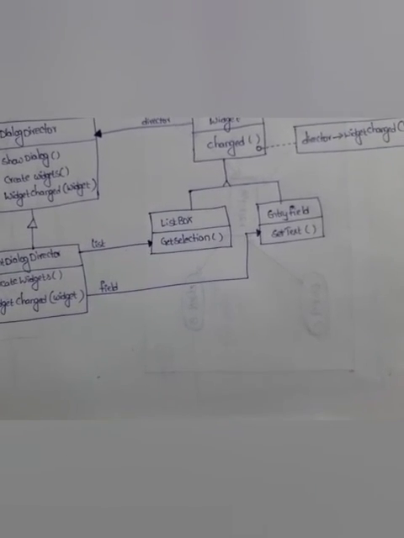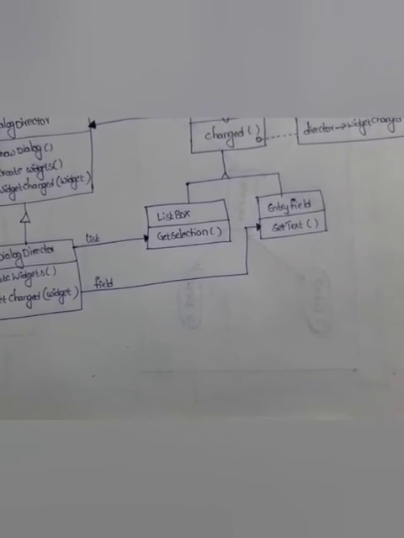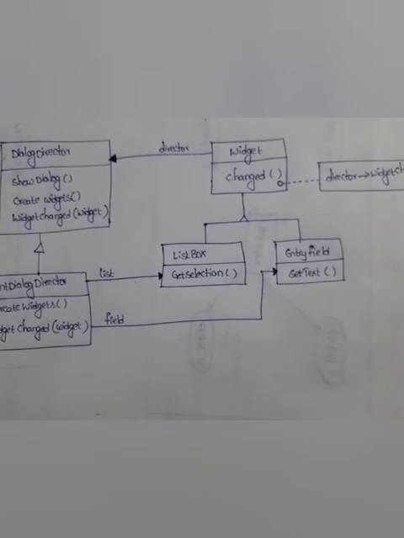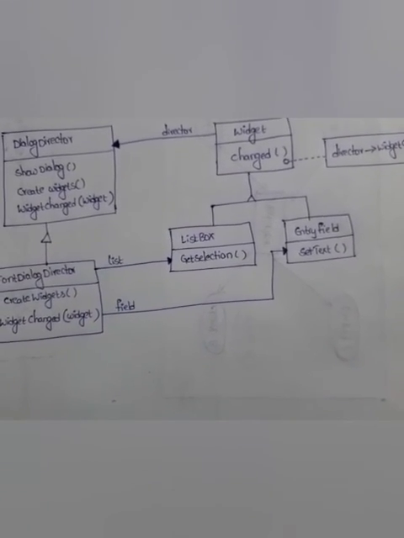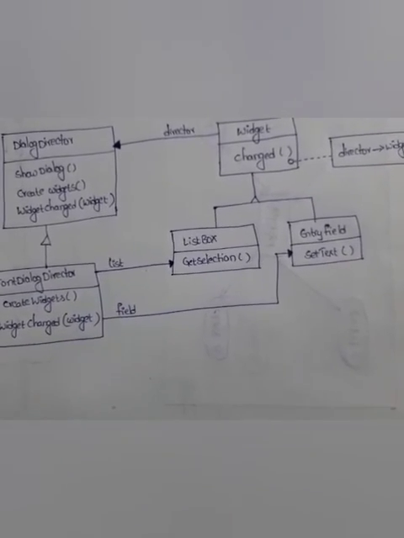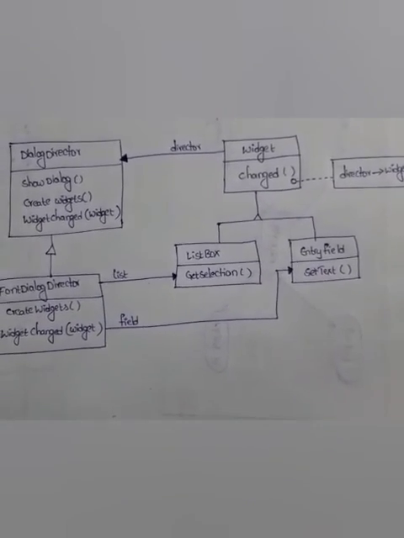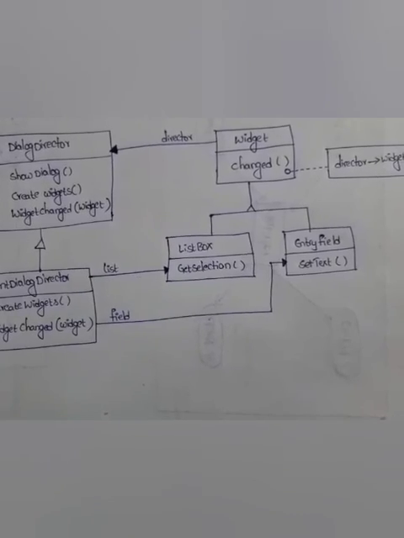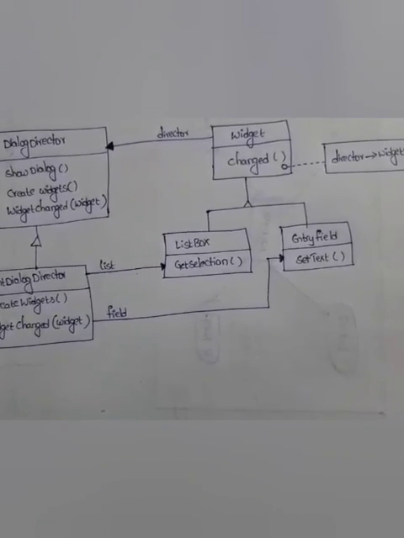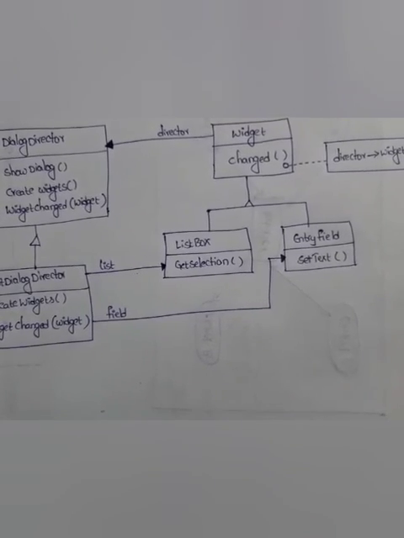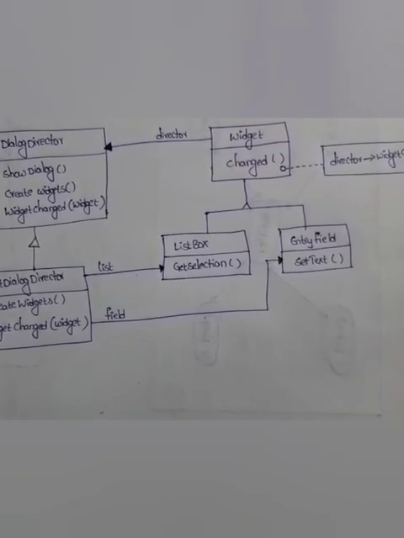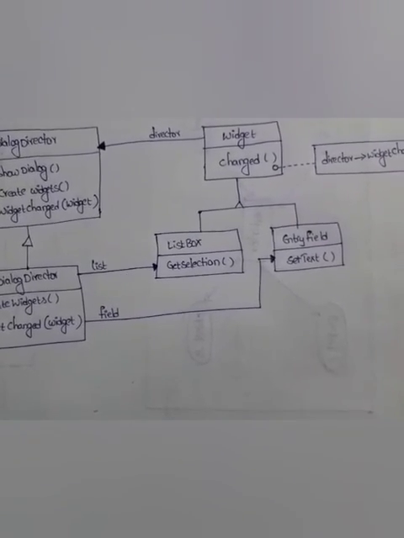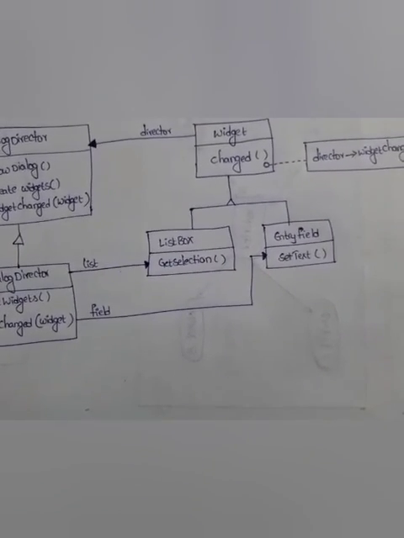Here dialog director is an abstract class that defines the overall behavior of a dialog, and the client calls the show dialog operation to display the dialog on the screen. And create widgets is an abstract operation for creating the widgets of a dialog. Widget changed is another abstract operation. Widgets call it to inform their director that they have changed, and the dialog director subclasses override create widgets to create the proper widgets, and they override widget changed to handle the changes.